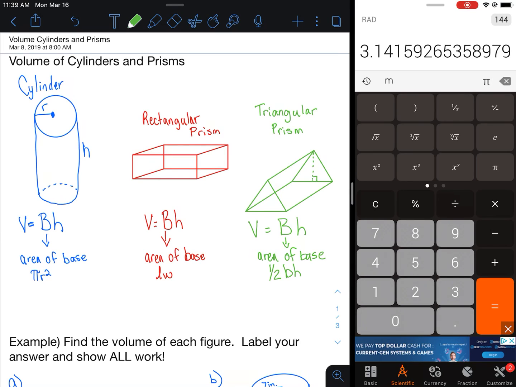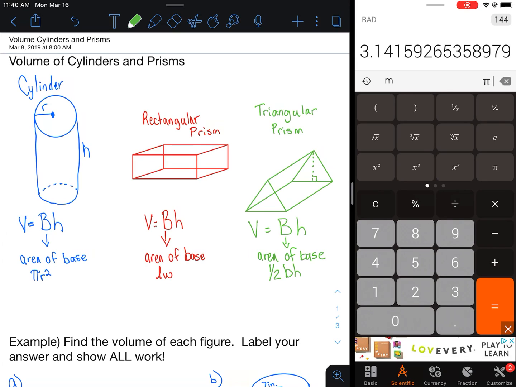Again, the cylinder area of the base is pi times your radius squared. You must do your order of operations, which means you must take your radius squared first, then multiply by pi, and then multiply by the height. With your rectangular prism, your base is just your length and your width, multiplied by your height.